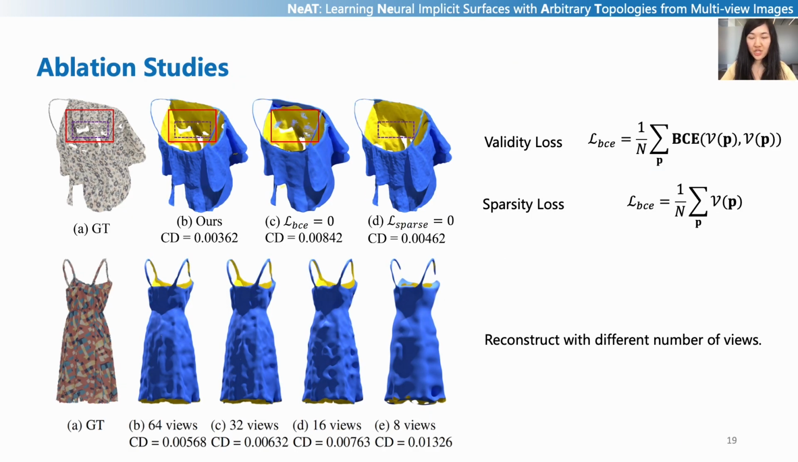We conduct 2 ablation experiments. The first ablation shows that the regularizations about validity help on reducing noisy faces and the redundant surfaces in the output. The second ablation explores the reconstruction with different number of views. The reconstruction quality improves with the increase of views, but NeAT can still reconstruct open surfaces even with sparse views.